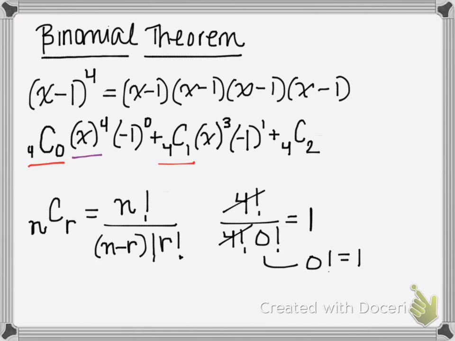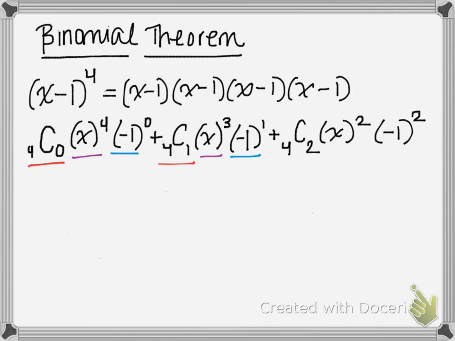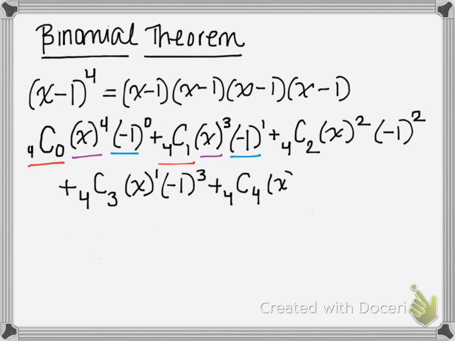Then continuing the pattern, we see x to the 4th power, x to the 3rd power, so you certainly know the next one is going to be x to the 2nd power. And the negative 1 was negative 1 to the 0 power, negative 1 to the first power, and then negative 1 to the second power. Then we can continue on with the next term, which is going to be plus 4 choose 3. The x will drop to the first power. The negative 1 will go to the third power. And then I'm going to go plus 4 choose 4, and the x will go to the 0 power, and the negative 1 will go up to the fourth power.